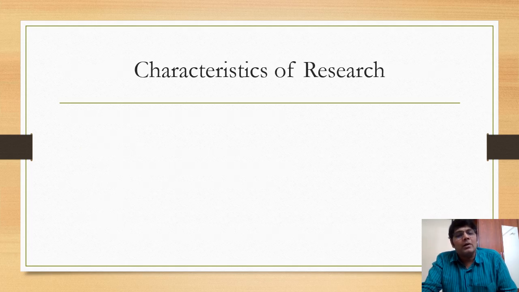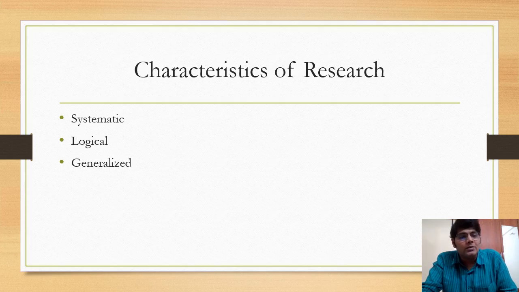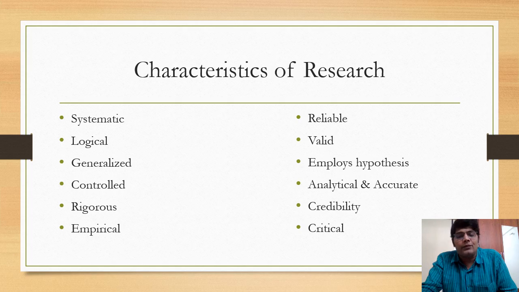And when you speak about characteristics of research, there are several important characteristics that a researcher must possess. Number one is being systematic. It should be logical. It should be generalized. It should be controlled. It should be rigorous, and it should be empirical. Apart from all these characteristics, there are a few other characteristics which are also supposed to be considered to be a part of characteristics of research.